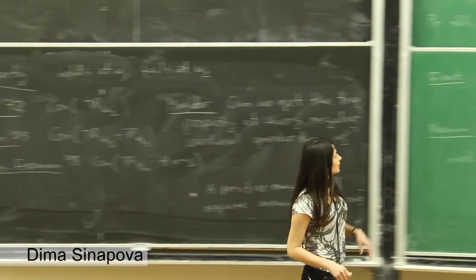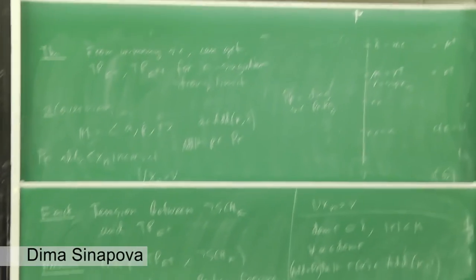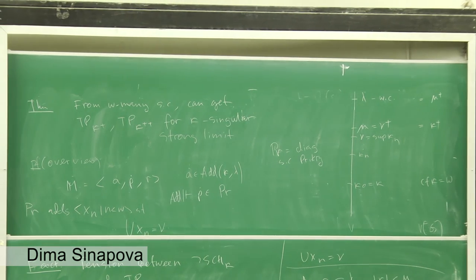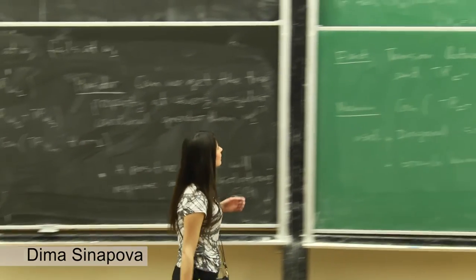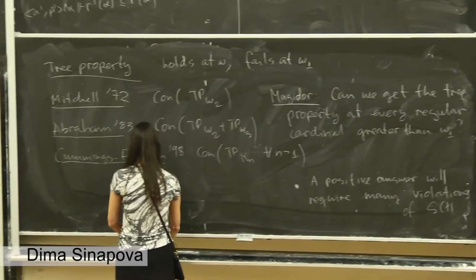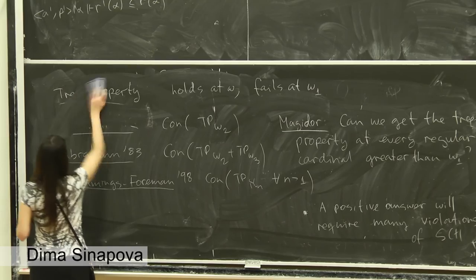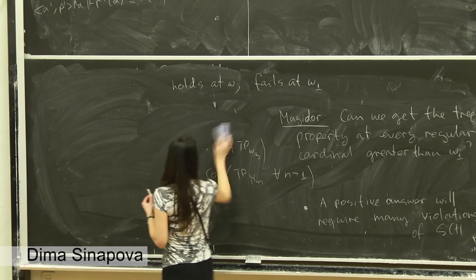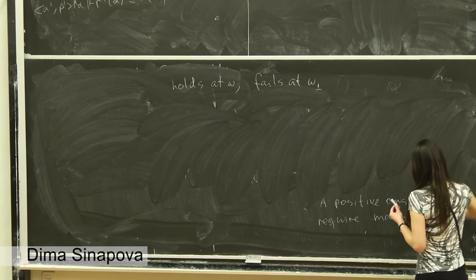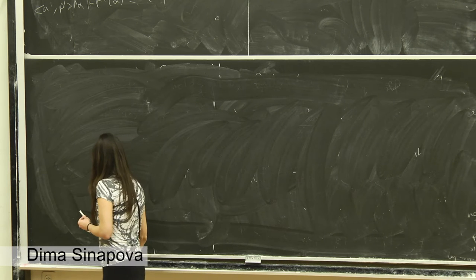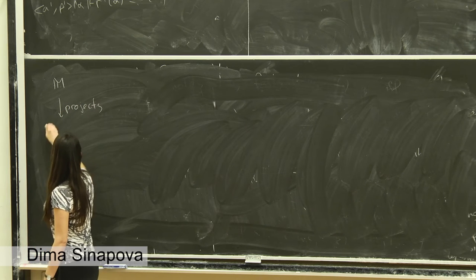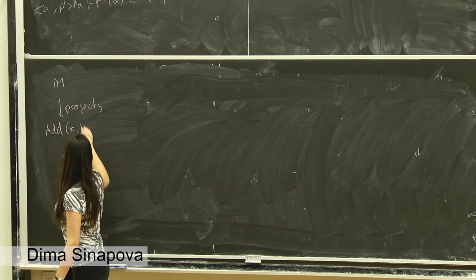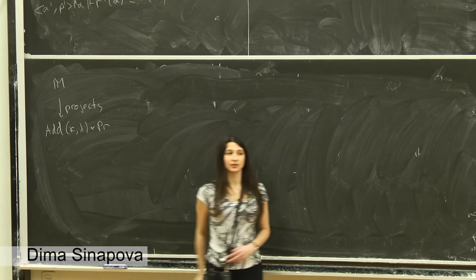Okay, so going back to the construction by Itay, who showed that if you force with the Cohen poset to blow up the power set of kappa and then do a diagonal pre-cre at kappa, the tree property holds at the successor. So in particular, note that M projects to add kappa lambda star pre-cre, and the tree property does hold in this model.